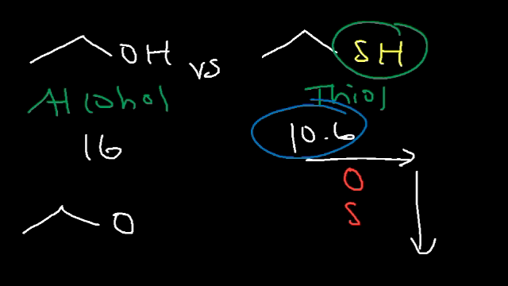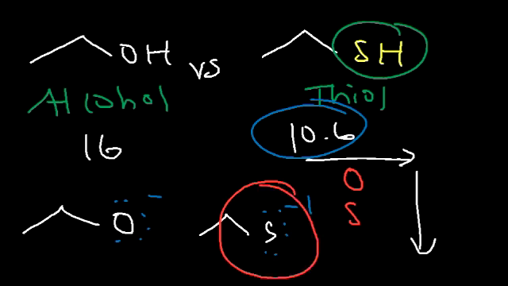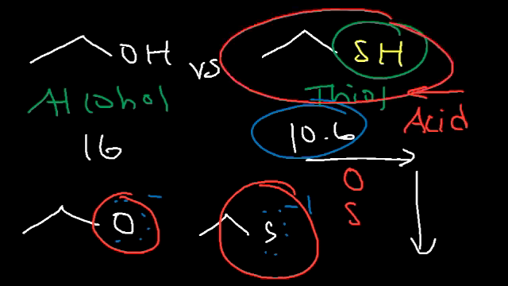So if you draw the conjugate base, here you have oxygen, and here you have a sulfur with a negative charge. But keep in mind that sulfur is bigger than oxygen. So because sulfur is a bigger atom, it has more room to spread out the negative charge, and that's why it's more stable. So whenever the conjugate base is more stable, the acid is stronger. So ethane thiol is a stronger acid. It has a lower pKa value.